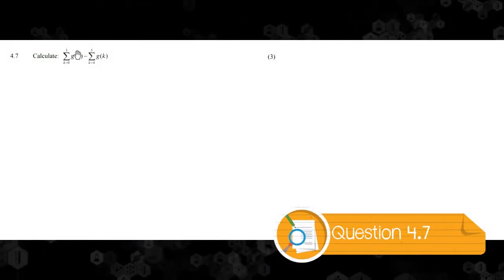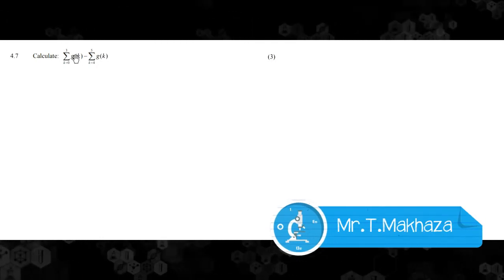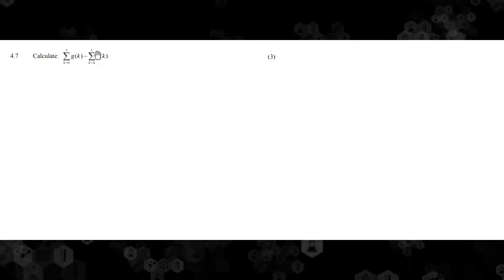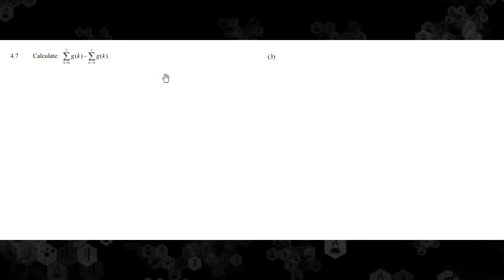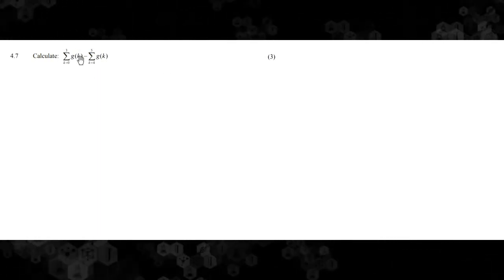4.7. Calculate the sum from k equals 0 to 3 of g of k minus the sum from k equals 4 to 5 of g of k. Now the mark allocation for this question is 3 marks. Here, I'm going to start by finding the equation g of k.